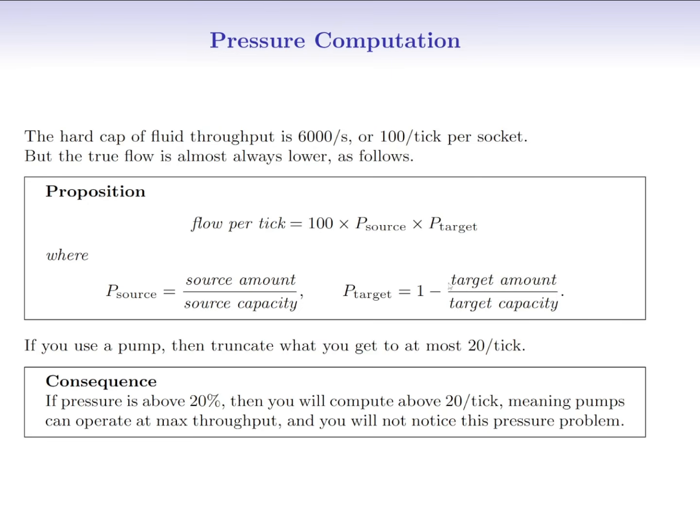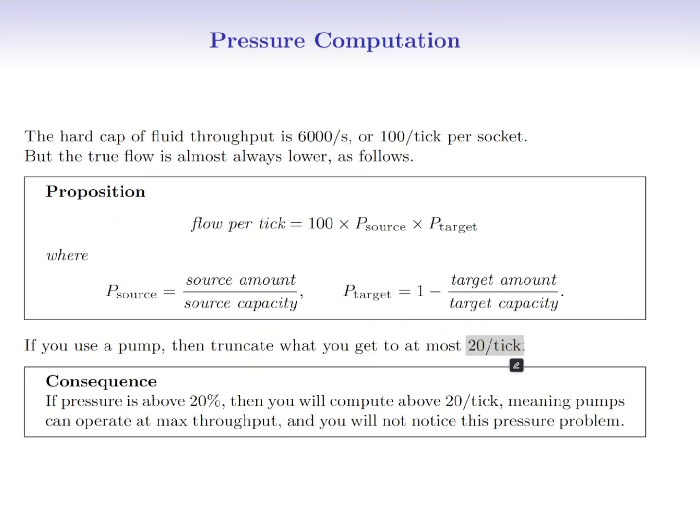That means if your target is too full, the pressure would be very low, and therefore you cannot pump a lot of fluid through it. Now, if you use a pump, it can only send 1,200 per second at most, right? So whatever you compute here is further capped, truncated at 20 per tick.